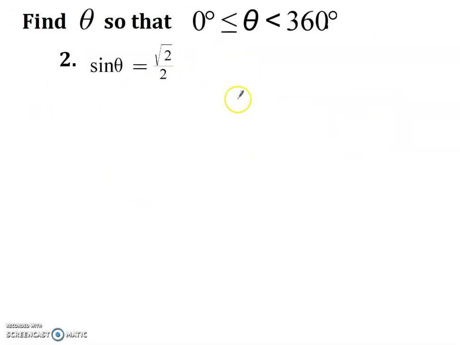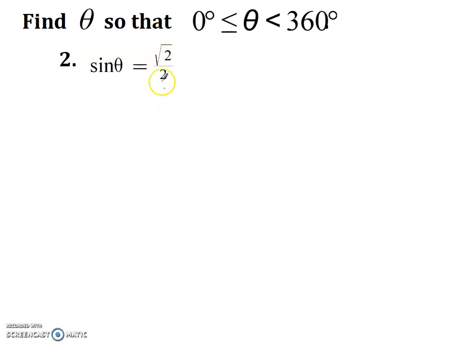Now let's look at another example. So we have sine of theta equals root 2 over 2. Sine is opposite over hypotenuse. Well, these aren't the sides of a special right triangle. Our special right triangles are 1, 1, root 2 and 1, root 3, 2. So what we need to do to this number first is unrationalize it.